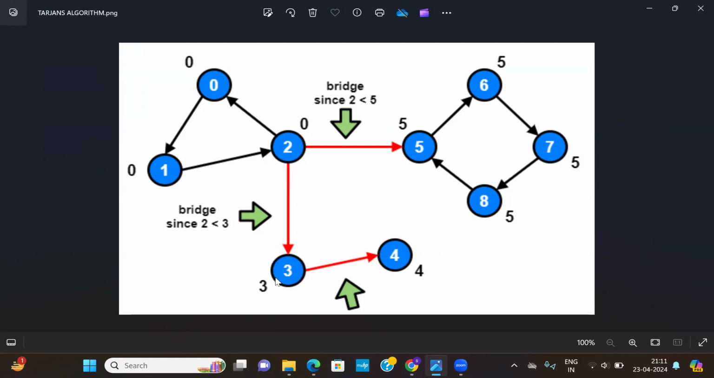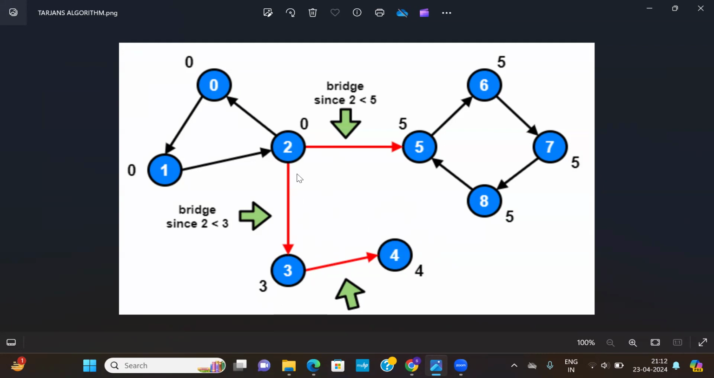Now from 3, I cannot visit any other node, right? So I will go to all its adjacent nodes. Is there any adjacent node of 3? Yes, it is 4 and it is 2. What is the lowest time of insertion of 4? It's 4. But what is the lowest time of insertion of 3? It's 3. So 3 is already lesser than 4, so I need not update it. Then I will go to adjacent node 2.